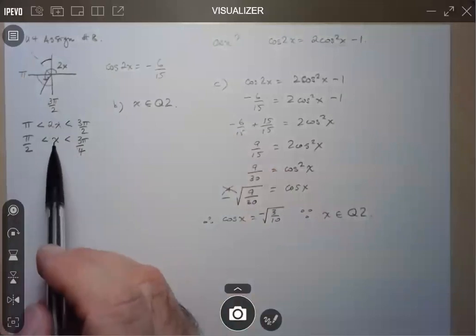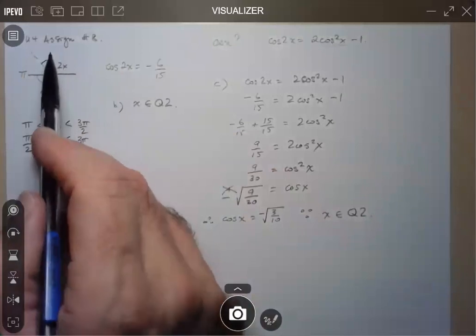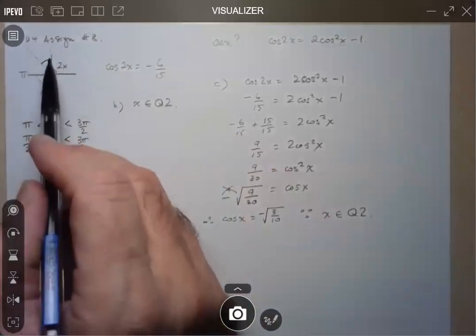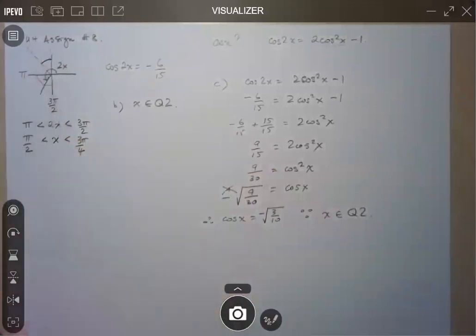So now this tells me that the angle x has to be bigger than pi over 2, which is here, and less than 3 pi over 4, which is here. So that means it lives somewhere in this area here, which is in the second quadrant.